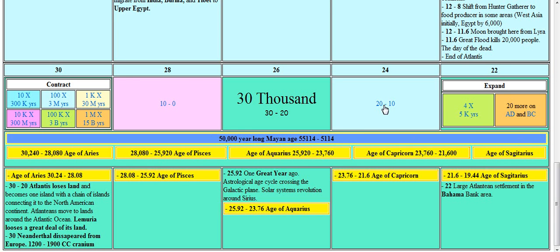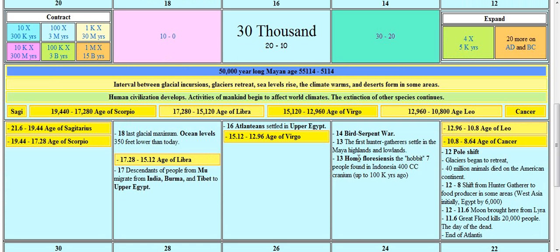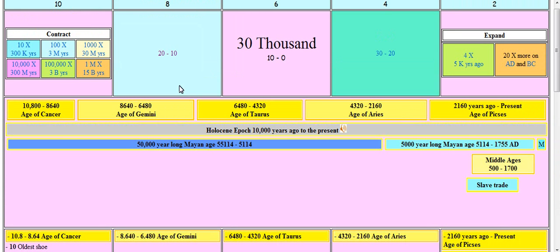So, and then it's 20 to 30. The bird serpent war was here. Homo floresiensis lived here, a little hobbit guy they found in Indonesia. So Homo civilization develops. And here's 10,000, going back this way.